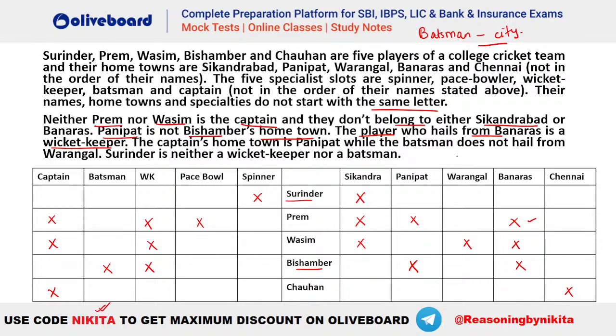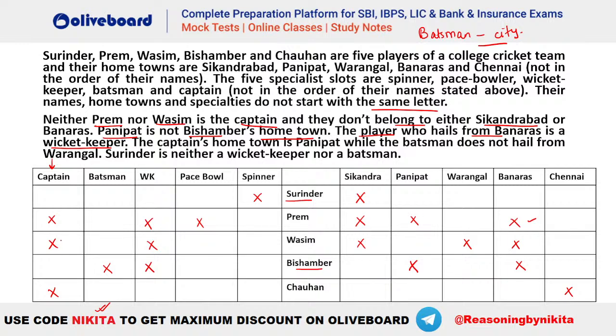Okay. After that, what is given? The captain's hometown is Panipat. So captain and Panipat also is a combination here. So where do we have captain? You can see this is your captain here. So you can see that Prem is not a captain. That means he cannot be from Panipat, right? You can see already captain and Panipat is crossed here in Prem.